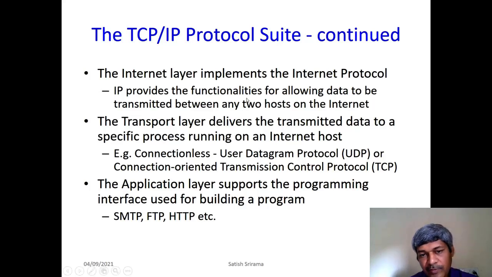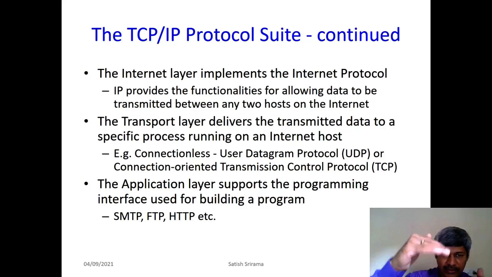So IP basically provides the functionalities for allowing data to be transferred between any two hosts on the internet. The internet protocol provides these functionalities for allowing data to be transmitted between any two nodes. For that, it has to identify the nodes and all these things, which we will be discussing in the coming slides.